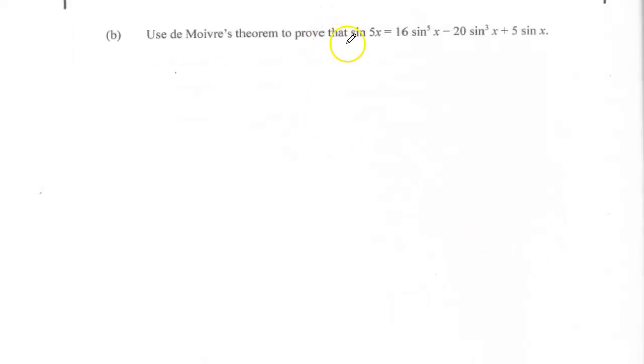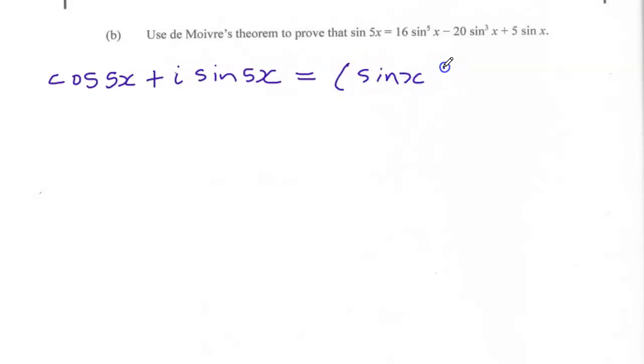Use De Moivre's theorem to prove that sine 5x is equal to all of that there on the right hand side. So based on what we have here, De Moivre's theorem says cos 5x plus i sin 5x is equal to cos x plus i sin x, raised to the power of 5. So De Moivre's theorem says that if we raise a complex number in its polar form to a power, we can just multiply the power by the angle, right? So the 5x, cos 5x, sin 5x.